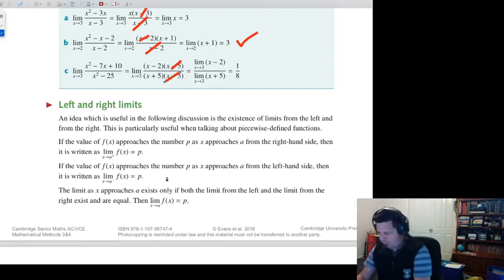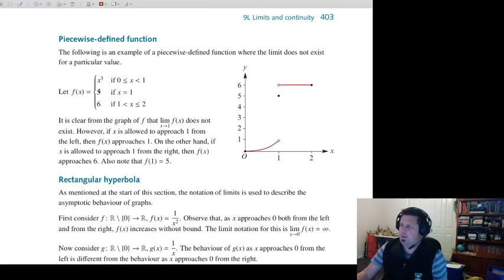Cool. Now, this comes into play where you have what they call piecewise defined functions. Last year I referred to these as hybrid functions, but they're using this word now. So hybrid functions, piecewise defined functions, where there are separate parts to the function. Limit might not be able to be calculated at each part.